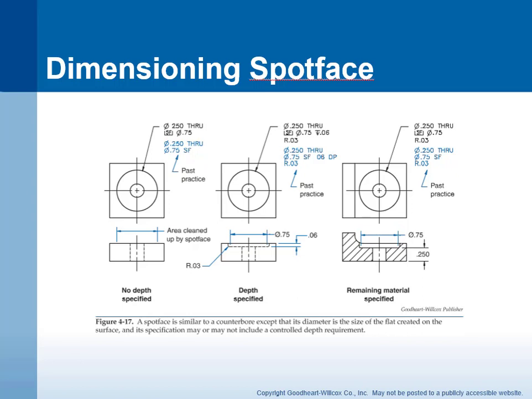So all you're trying to do with a spot face, and they're typically shallower than a counterbore, is provide a parallel surface to the mounting surface on which to mount a washer and a nut usually. And then you use, it looks like a counterbore symbol, but you use SF for spot face.